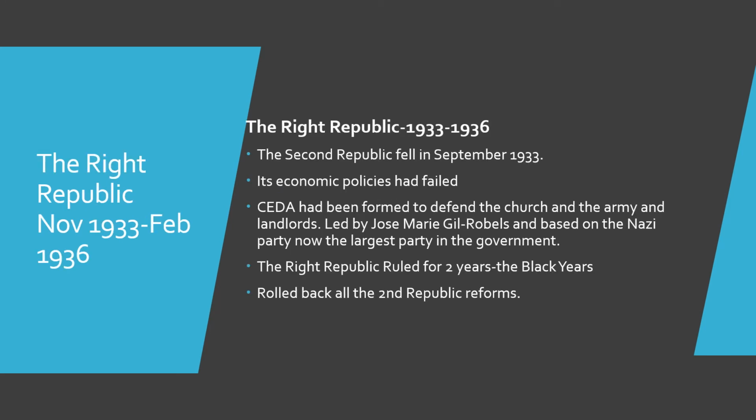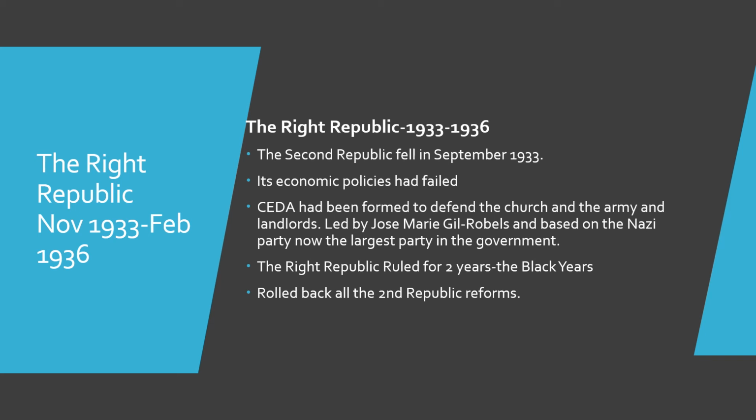Azaña's time in power was to be short-lived, however. His government was ousted in 1933 and was replaced by the Right Republic. Azaña had survived a coup in 1932 by General José Sanjurjo, but he couldn't survive the general elections of 1933 because he'd failed to deliver on some of his promises, like comprehensive land reforms.